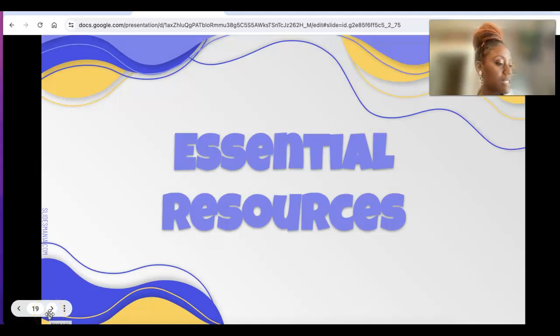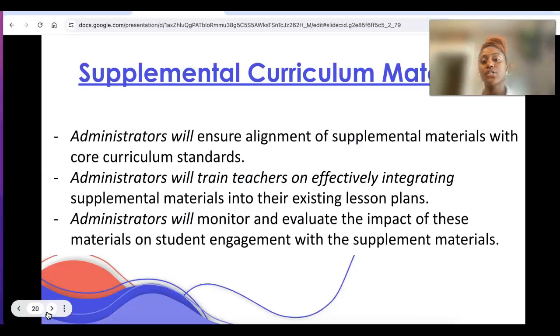Now we're going to go over some essential resources that may be helpful when designing this professional development plan and supporting the teachers. The first one is going to be adding additional curriculum materials and supports. We will ensure that these supplemental materials align with the state standards and the core curriculum.